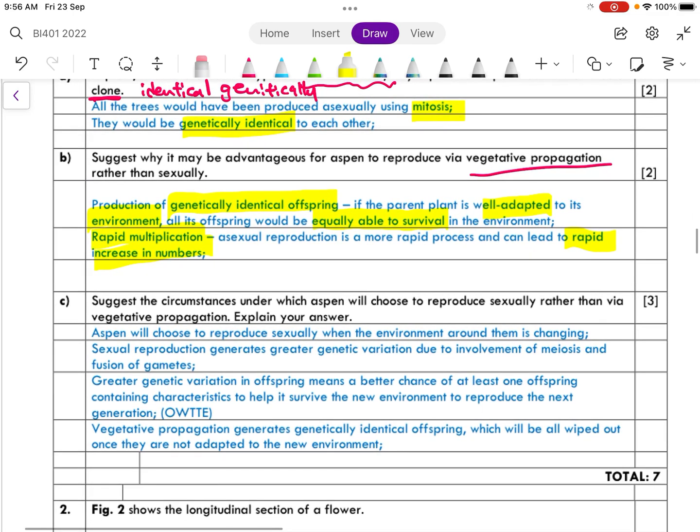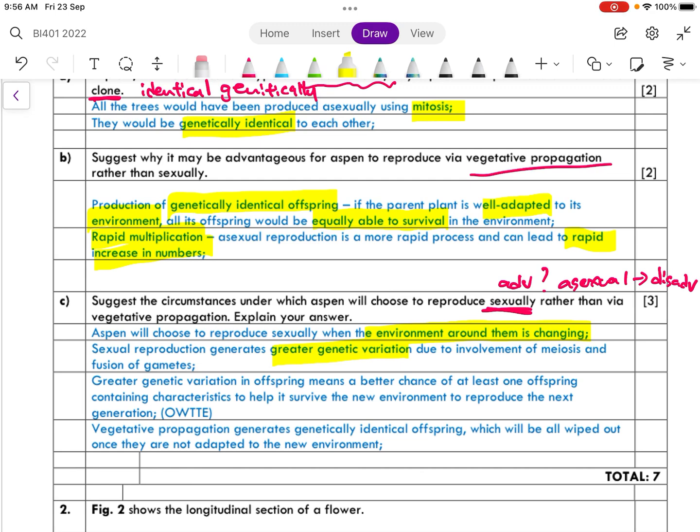C. Suggest the circumstances under which the aspen will choose to reproduce sexually rather than via asexual means. So this question is really asking you, when will sexual reproduction be an advantage? Or another way you could answer this is, when will asexual reproduction be a disadvantage? So let's have a look. The first few points share how sexual reproduction could be an advantage. First advantage is that if you reproduce sexually, when the environment around is changing, this will result in greater genetic variation.